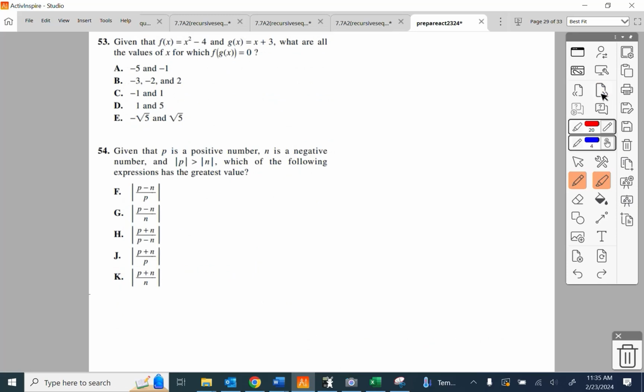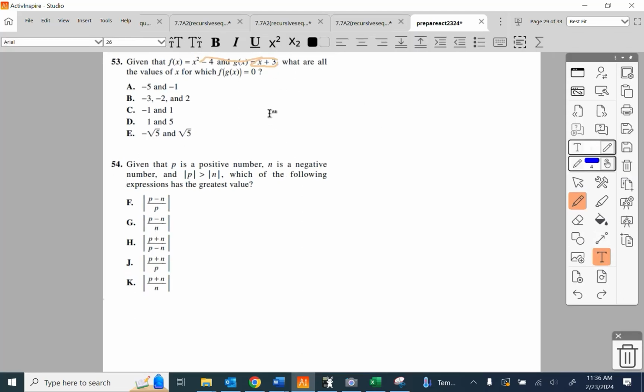53. Given that f of x is x squared minus 1 and g of x is x plus 3, what are all the values of x for which f composed of g of x is 0? You do need to understand function composition. You need to understand that you're going to take that and put it right here. And that's really actually about all you need to know. You don't actually have to make this as hard as you want.